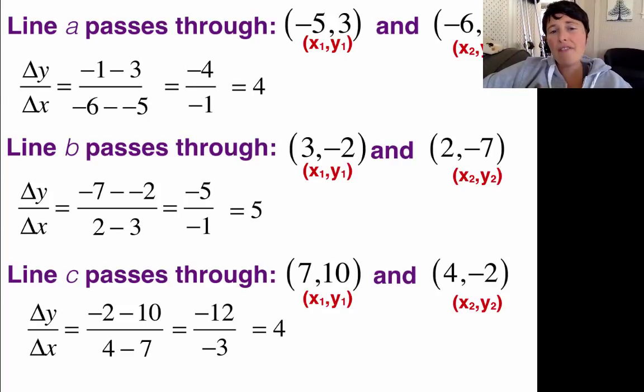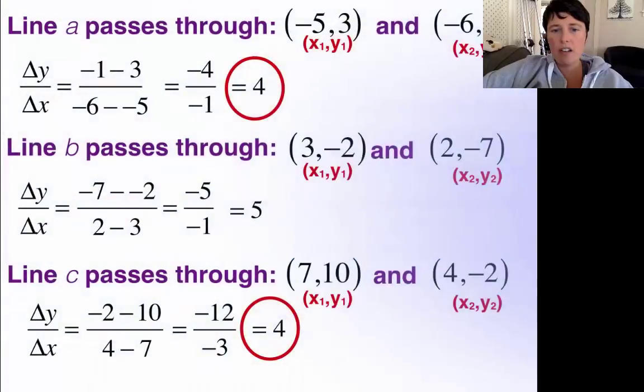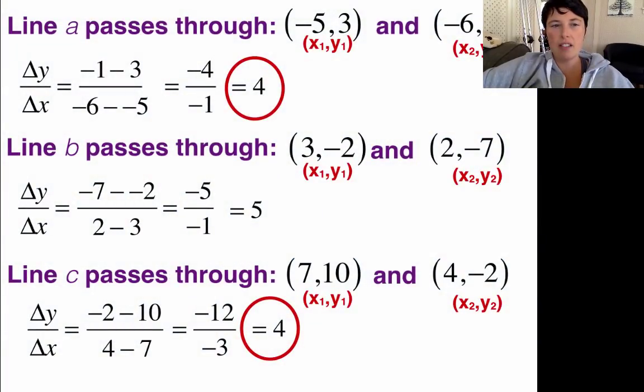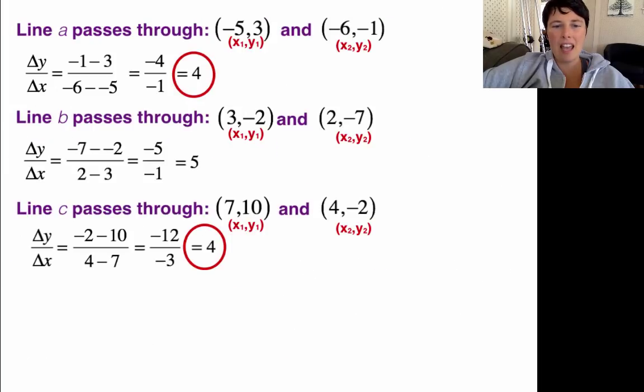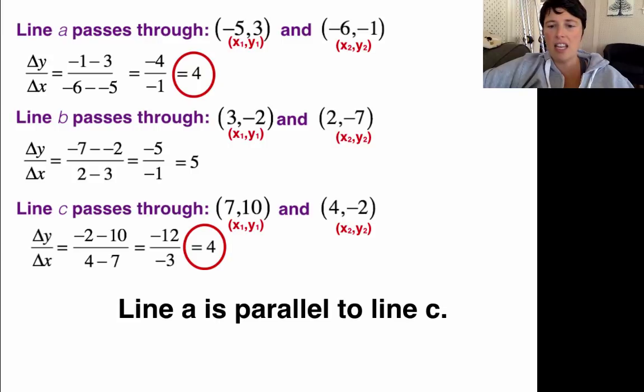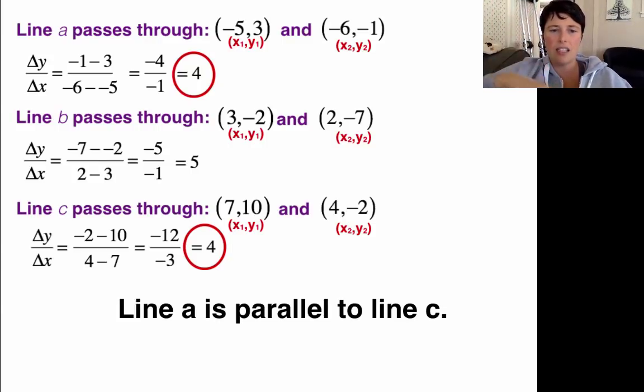So now that we have that figured out, here's what we know. Matching equal slopes means parallel lines. So it looks like we got line A and line C that are parallel, and we're going to write that down. Line A is parallel to line C. They both have the same slope.